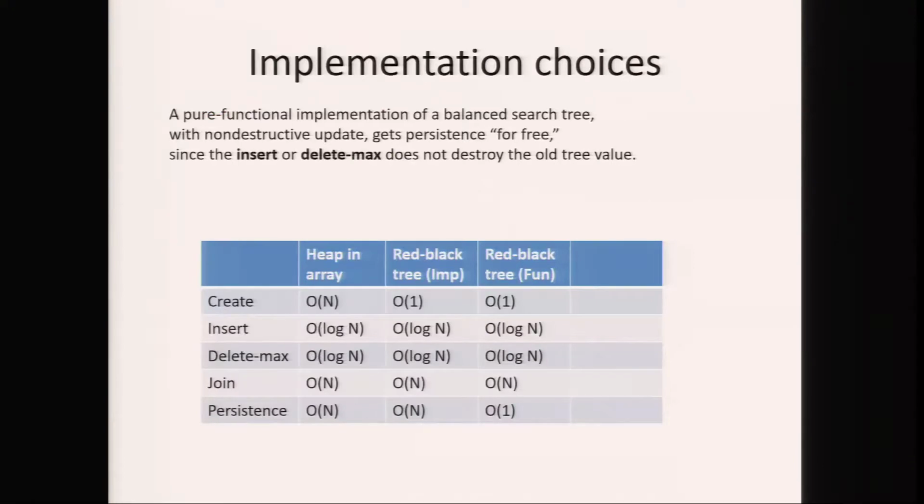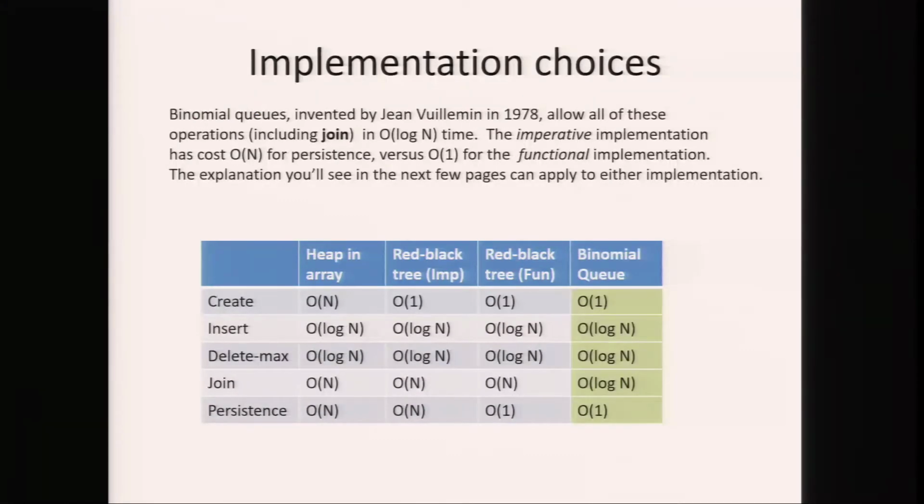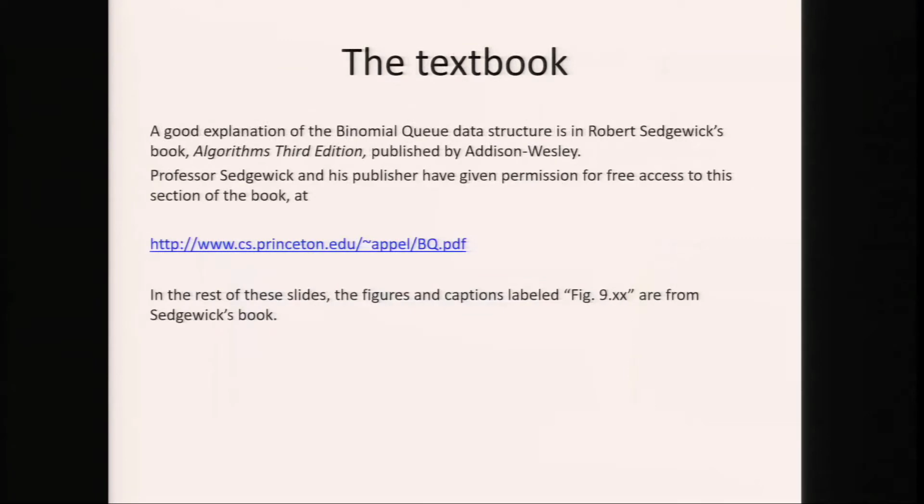You can use these as sets for your functional programs, and they will run fast. Okay, so here are the properties of binomial queues. Insert is log n, delete max is log n, join is log n. Right? And so it's a fun tree data structure.